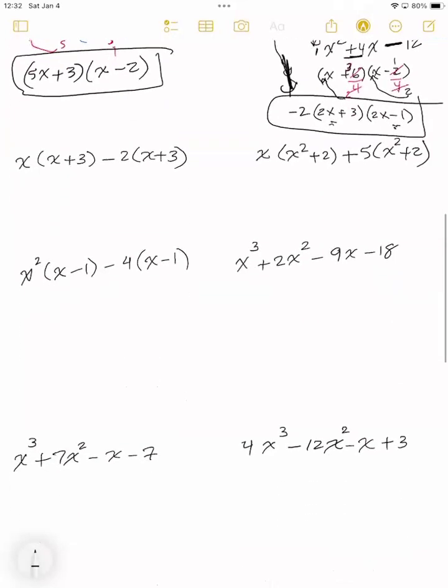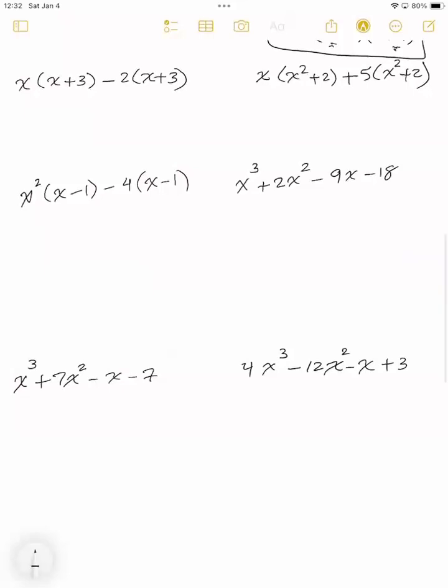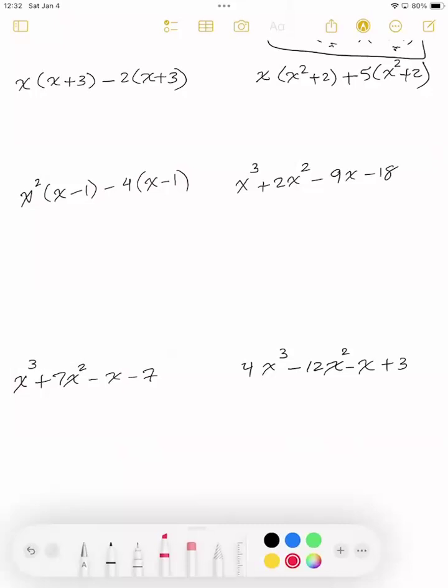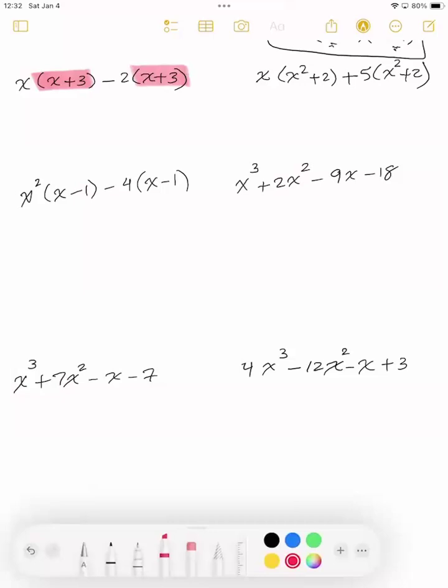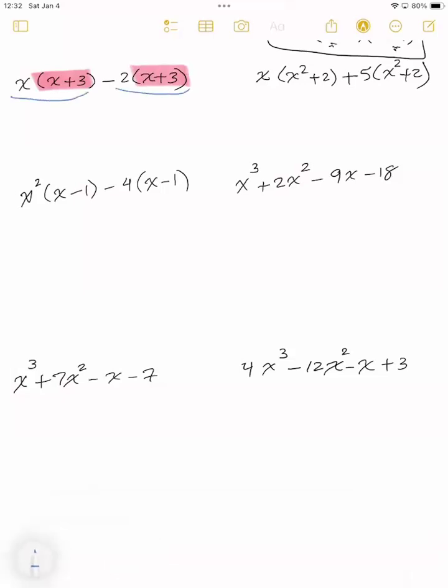Now there's another kind of factoring. We call it group factoring. But to start off the group factoring, I have given you 2 examples. Do you see I have x plus 3 for the first term? x plus 3 is a factor of x, and x plus 3 is a factor of negative 2. So if you look at the 2 terms, I have this term and this term. They both have this x plus 3 as a common factor.